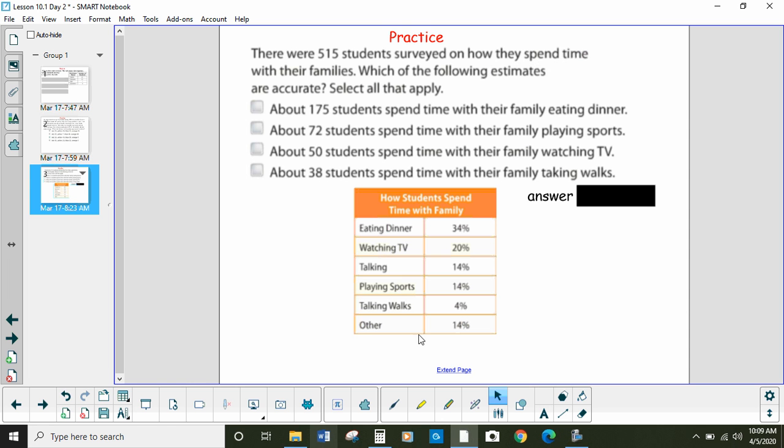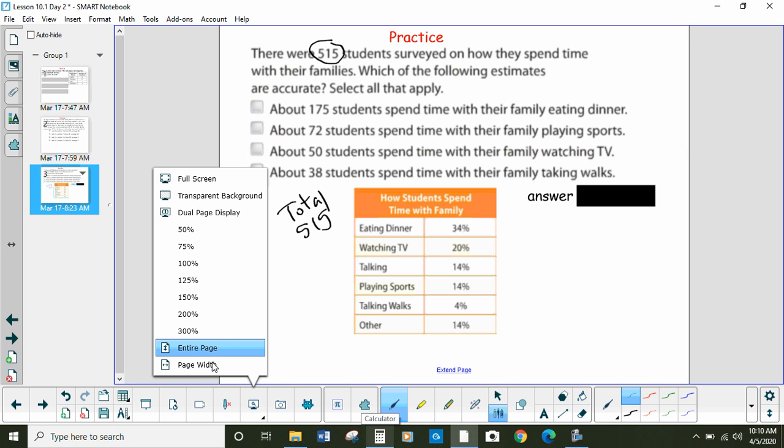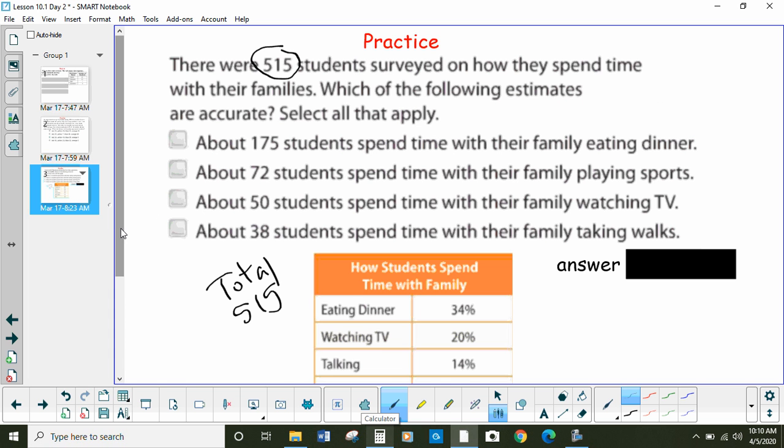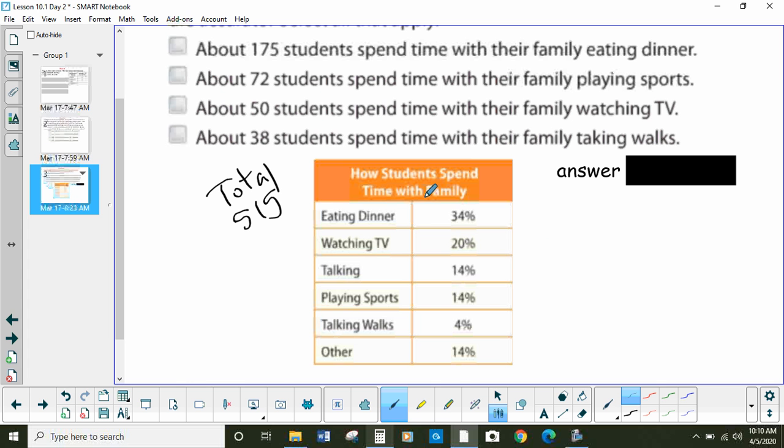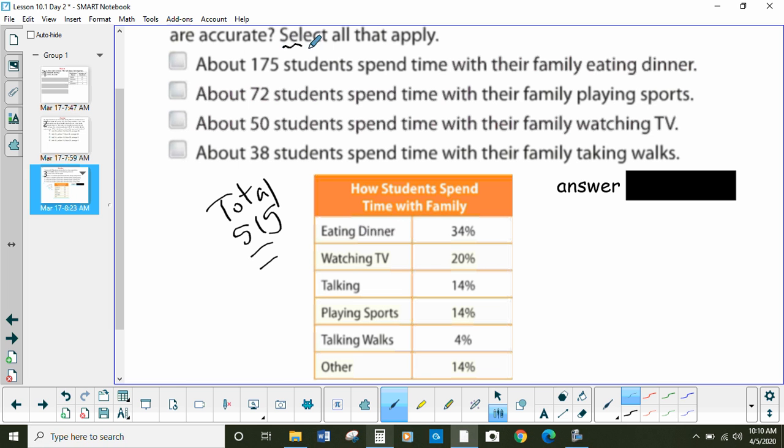Okay, so I'm actually going to read this to you and then I'll have you pause it. So, first of all, there's a total of 515 students. Now I can go ahead and zoom this back in. So I'm gonna scroll this down now, and you guys are gonna take a look at this table and this total and see which of these, select all that apply, are true. Now pause the video and try it.